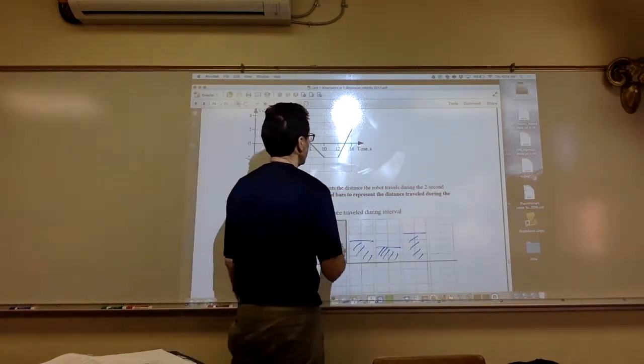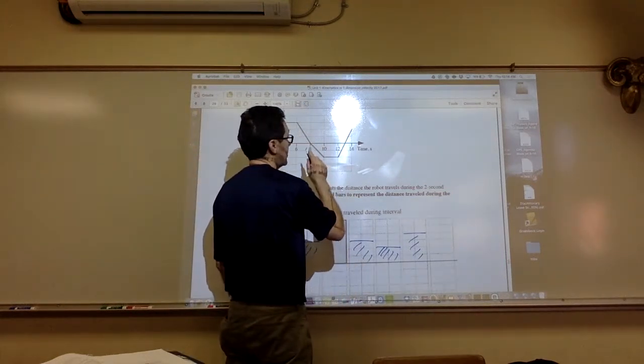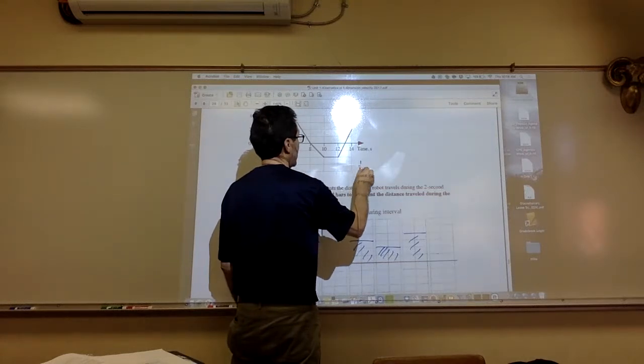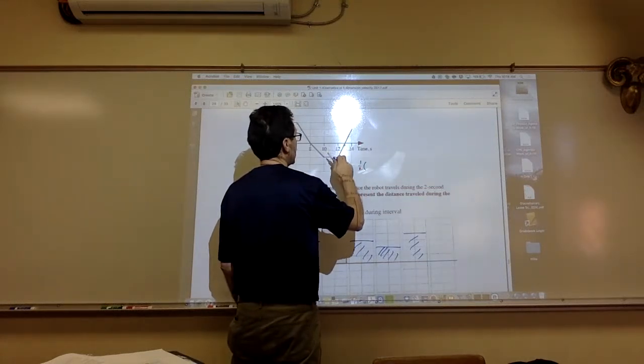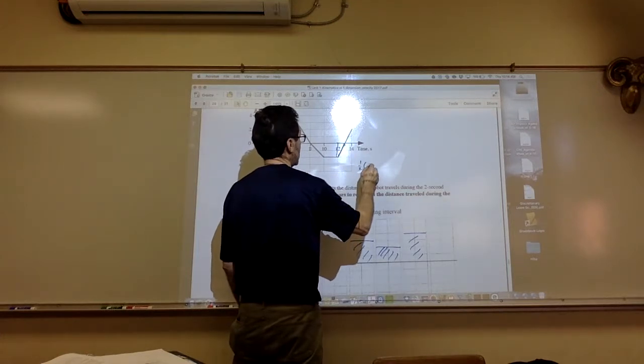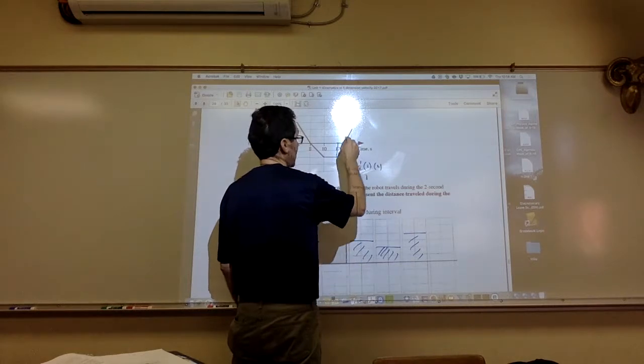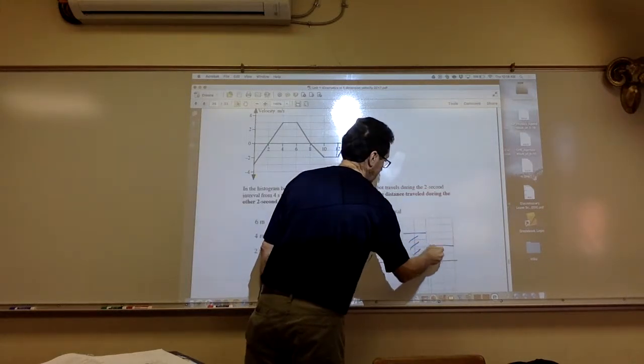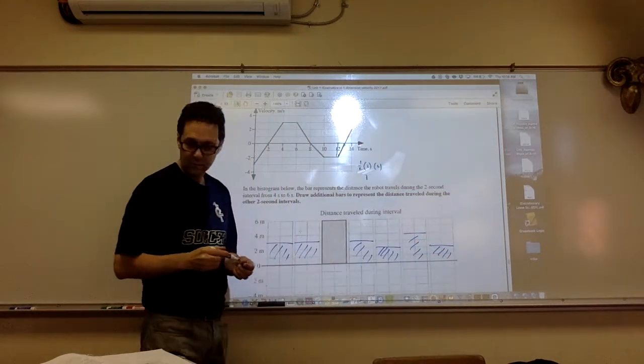In terms of displacement, it looks like it's 0, but in terms of distance, it's something else. So it's 1/2 the base, which is, I'm looking at this little triangle here, basically, which is 1, times the height, which is 2. So that's a 1. And then you have another 1 on top of it. So that should be 2 bars in there.